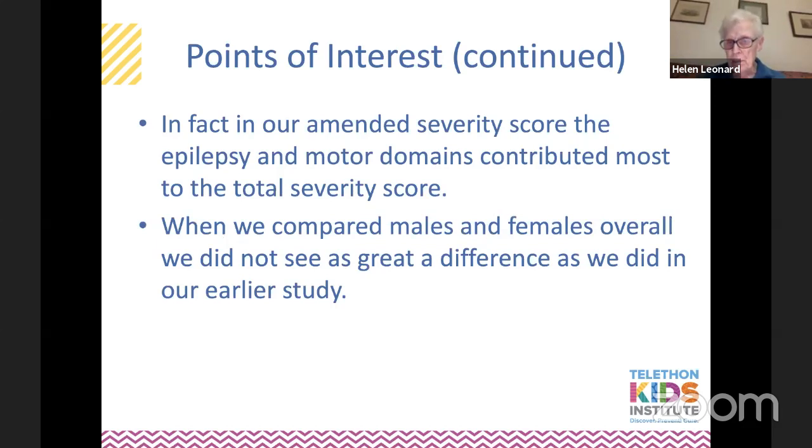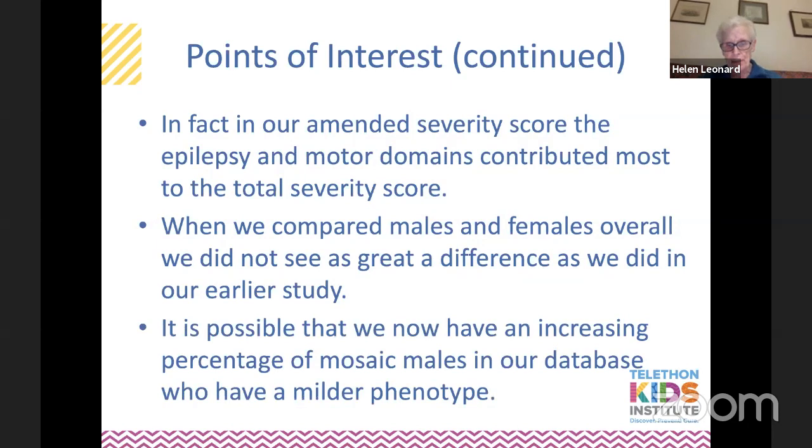When we compared males and females, we did not see as great a difference as we did in our earlier study. Now, like I think it was mentioned in Katie's talk yesterday, it is possible we now have an increasing percentage of mosaic males in our database who have a milder phenotype probably than the females. And that is why now we are not seeing the difference between males and females that we saw earlier.